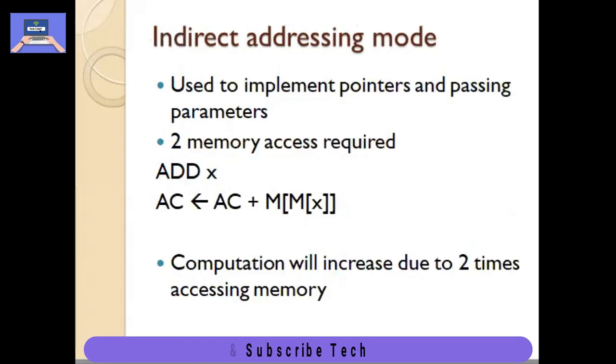Now, the indirect addressing mode is very important. Indirect addressing mode is used to implement pointers and passing parameters. It requires two memory accesses. But what do I mean by two memory accesses? As we saw in the register indirect mode, we have to go to a register and then on that we find a memory location. But here that thing is doubled.